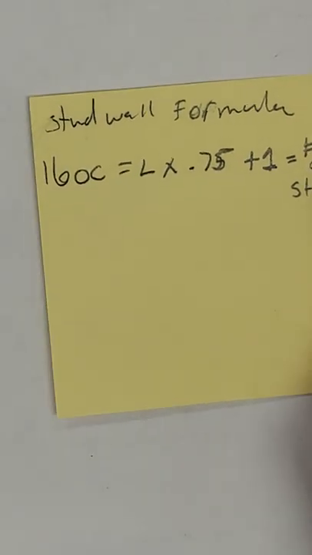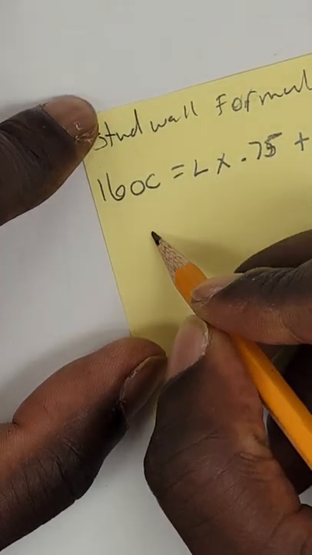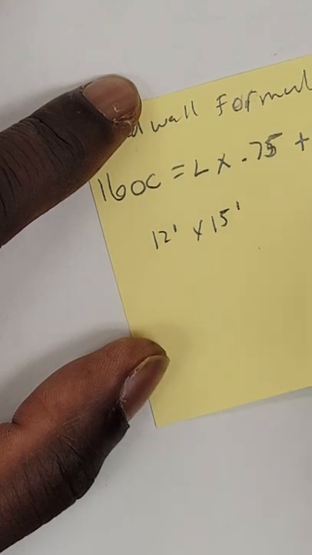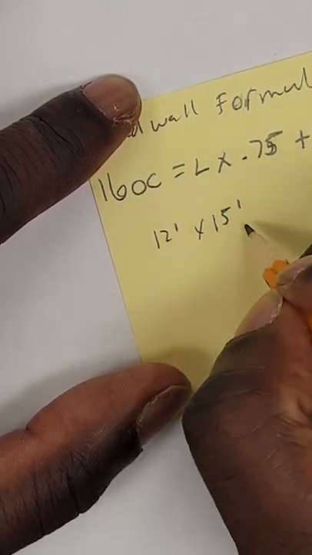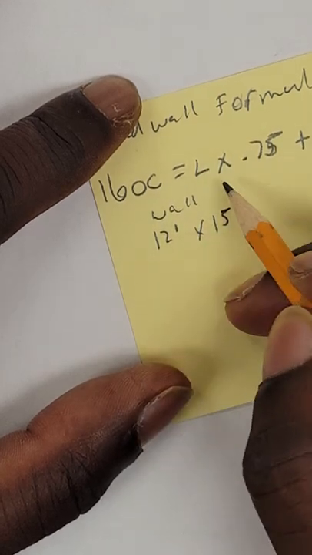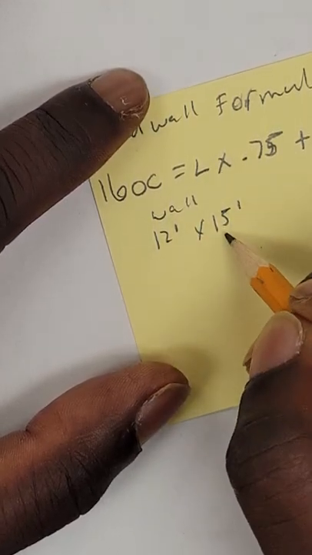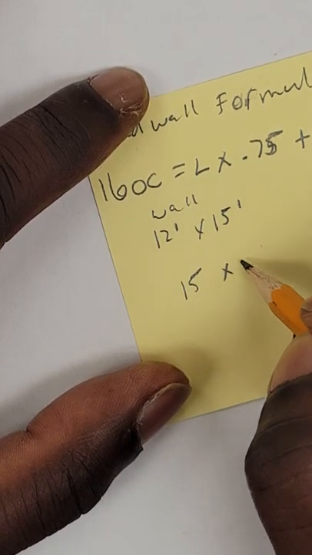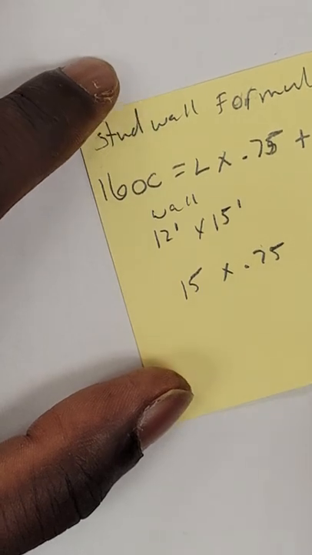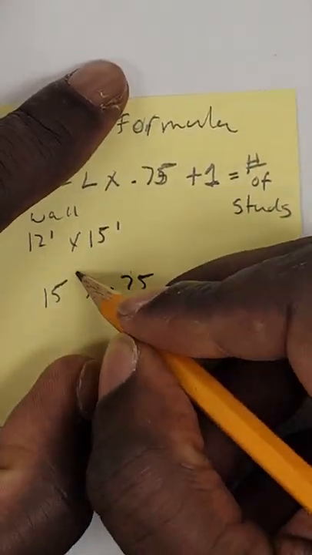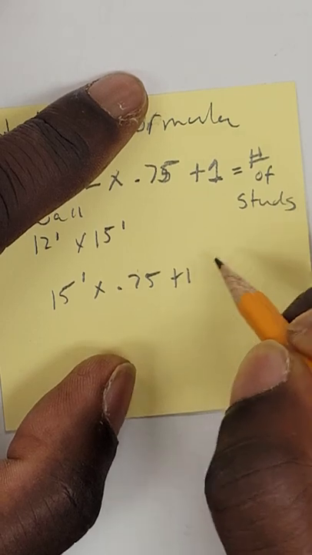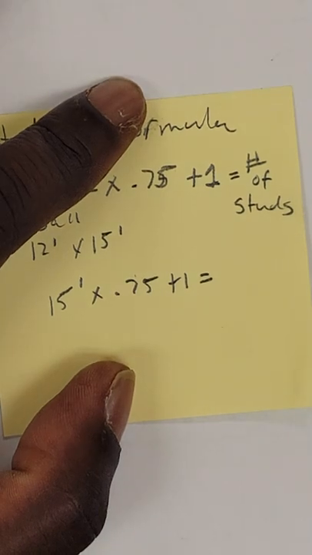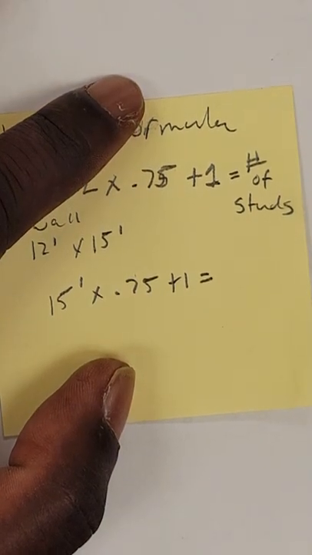In this case, our wall is going to be 12 by 15 feet. That is our wall. We're just going to plug these into the numbers. Our length is going to be 15 times 0.75, plus 1. I kind of did the math already.